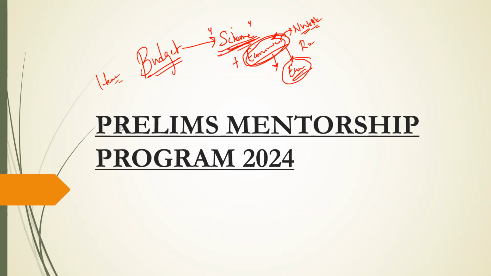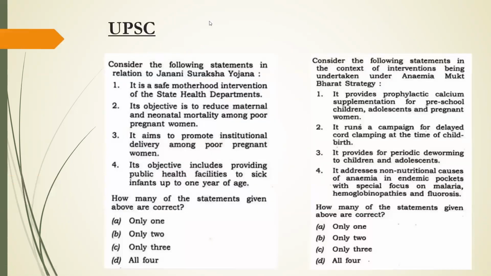Fine. So let me just tell you why we think this is important. For example, this is your 2023 paper. If you go through the UPSC questions, this was Janani Suraksha Yojana, right? Similarly, here it is the Anemia Mukt Bharat strategy. So any commonality here? The commonality is both of them were specifically mentioned in your budget. So that part of it you have to note.